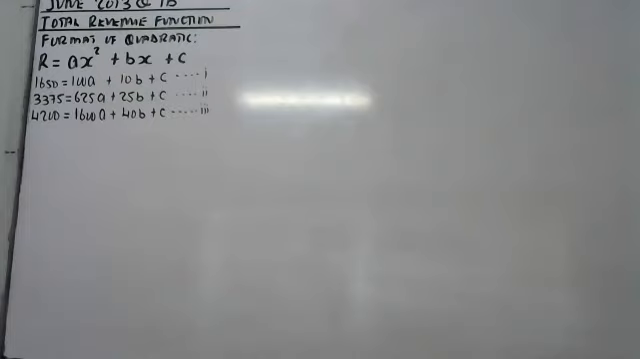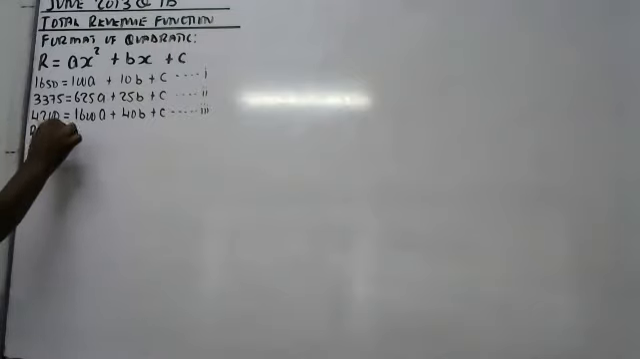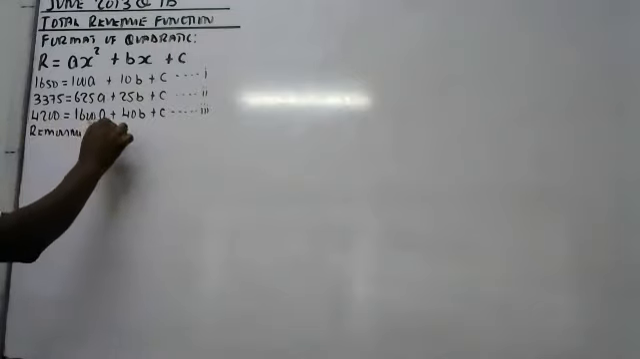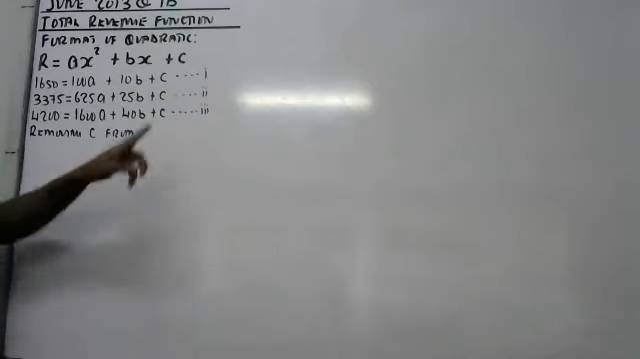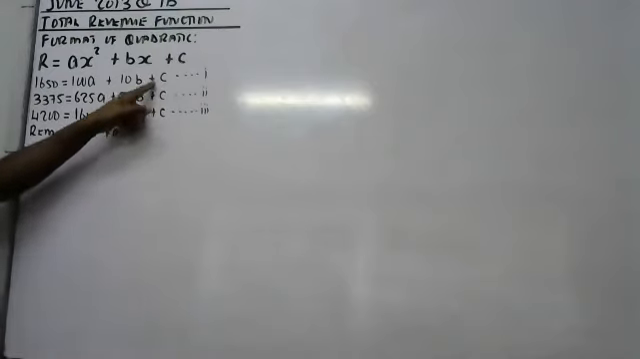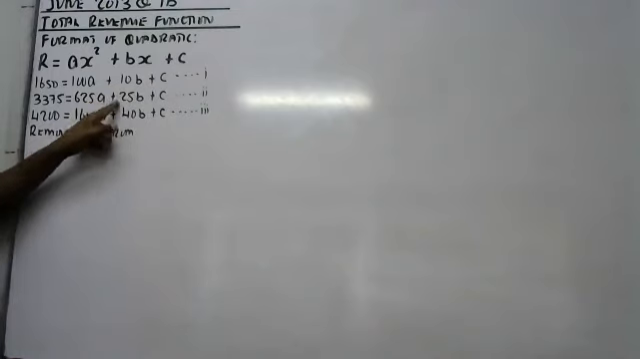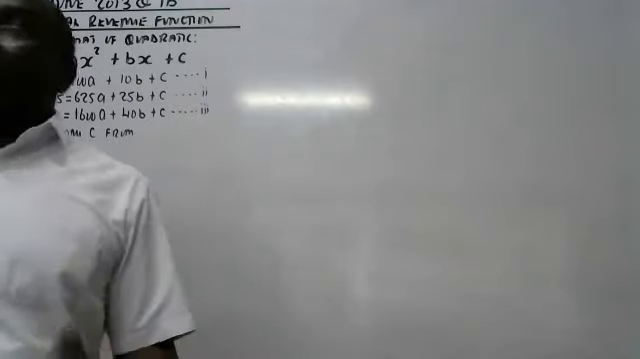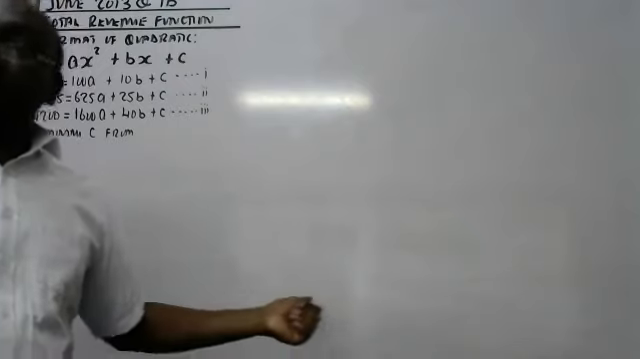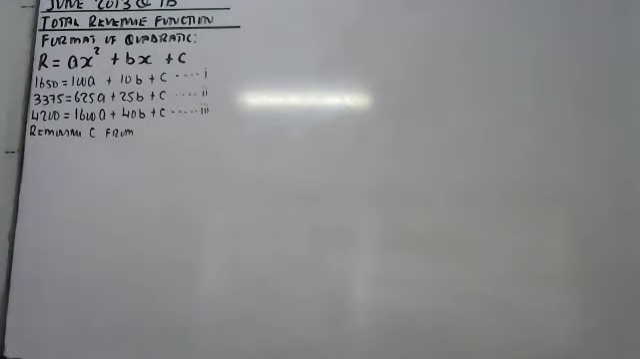Now you have three equations. You solve using the elimination method. So we are going to say removing C. You look for the one that is easier to remove, and it is easier if the coefficients are similar. None of these is 1, 1, 1. This one is 10, 25, 40. So those ones are not similar. These ones are also not similar. But you can pick any, then you make them similar, like what we have done with the other one. Even with this one, somewhere we're going to do that.